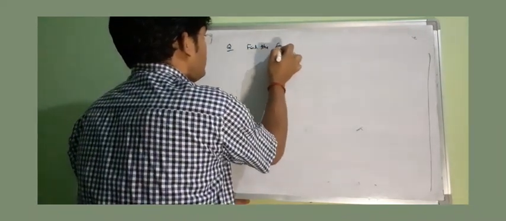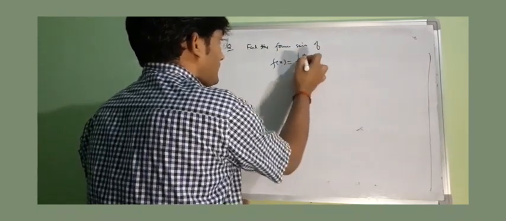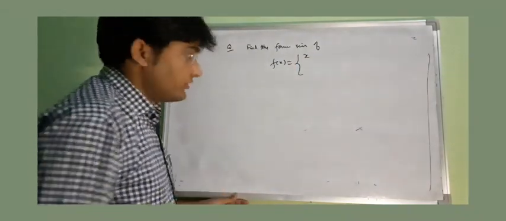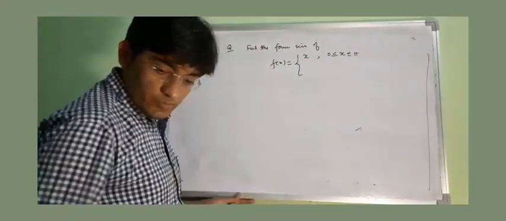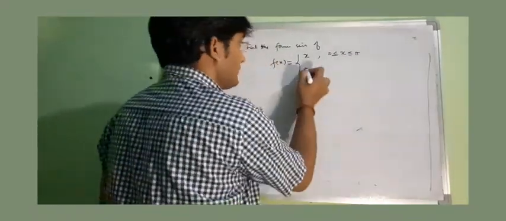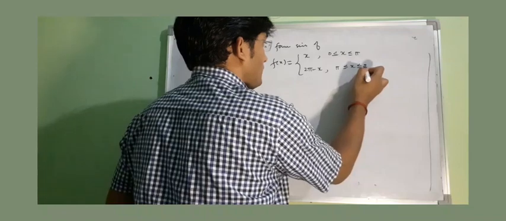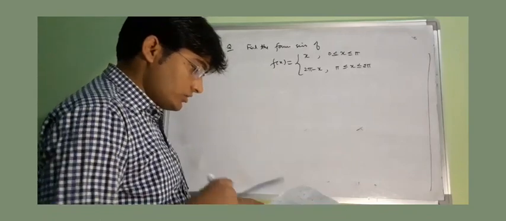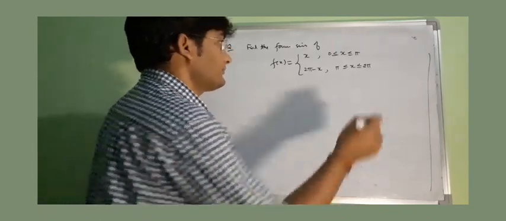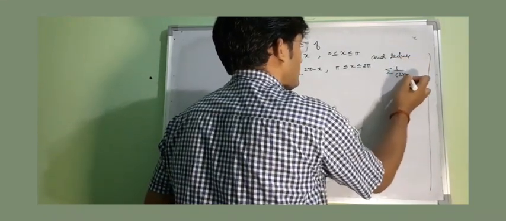Find the Fourier series of f(x) equal to x when x is between 0 to pi, and 2 pi minus x when x is between pi to 2 pi. So find the Fourier series of this function and deduce the value of the summation of 1 upon (2n minus 1) whole square.